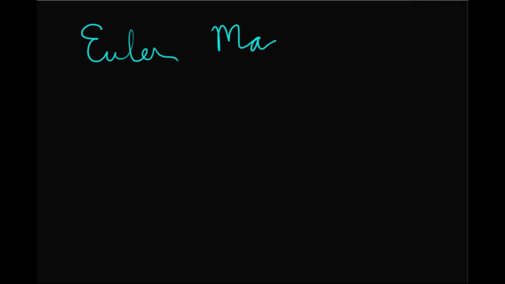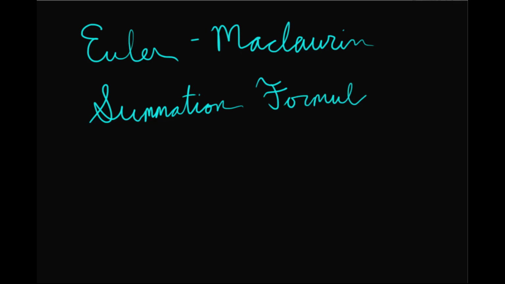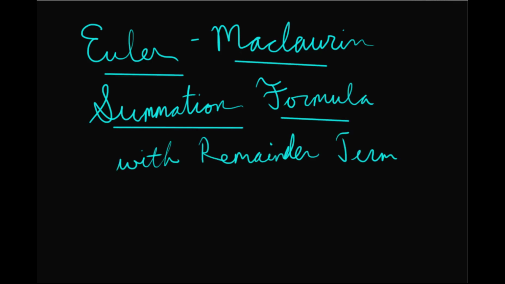Hello everyone, and welcome to today's video lecture, which is on the Euler-Maclaurin summation formula with the remainder term. And this remainder term actually wasn't known to Euler and Maclaurin when they derived the formula. They derived it as an infinite series that they would just truncate. The remainder term was actually discovered about a century later by the great French mathematician Poisson.